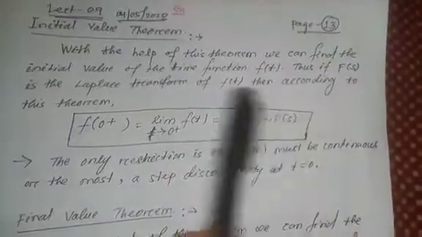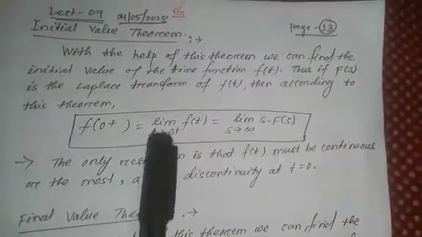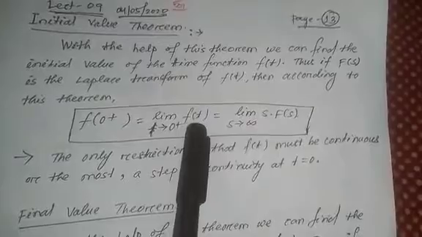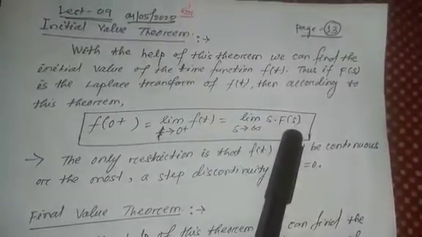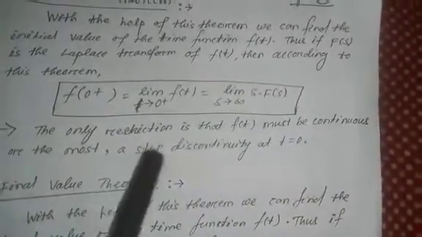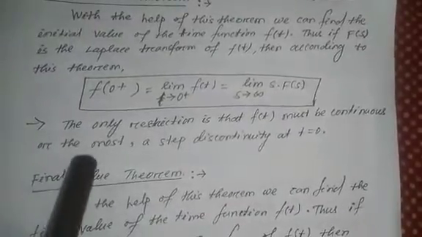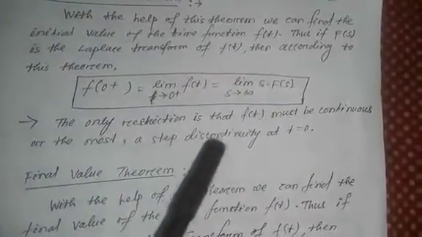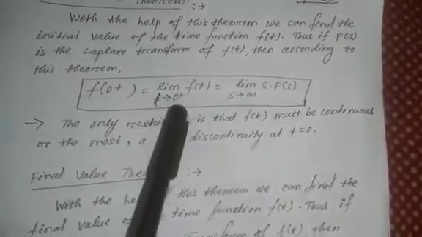Then according to this theorem, f of 0 plus is equal to limit t tends to 0 plus f of t, which is equal to limit s tends to infinite s into F of s. That is called your initial value theorem. The only restriction is that f of t must be continuous or at most have a step discontinuity at t equal to 0. That's why here we take t as 0 plus.